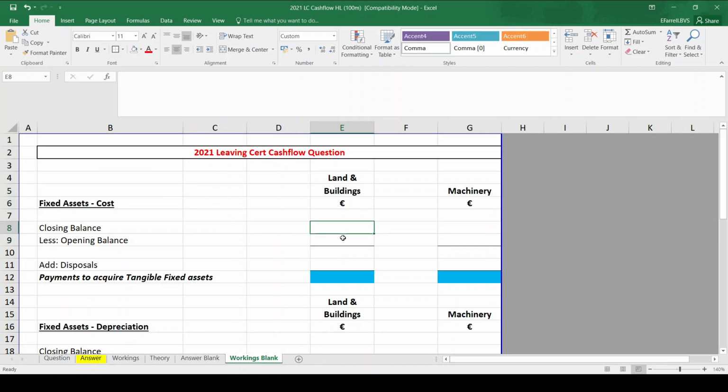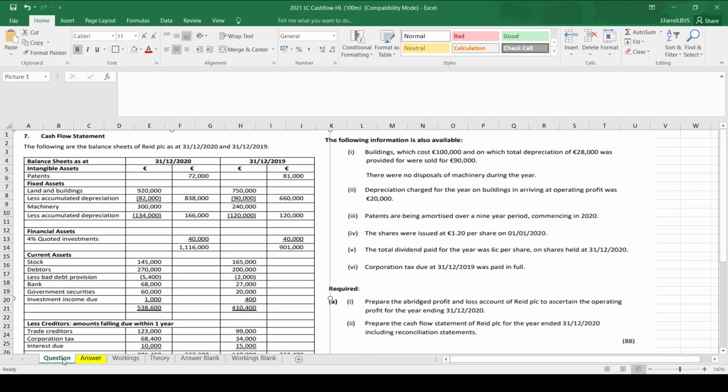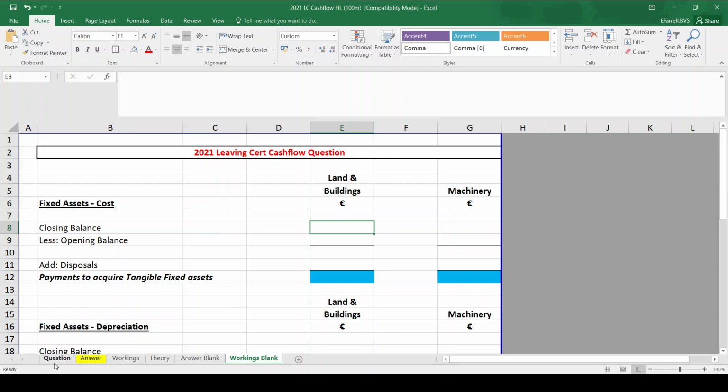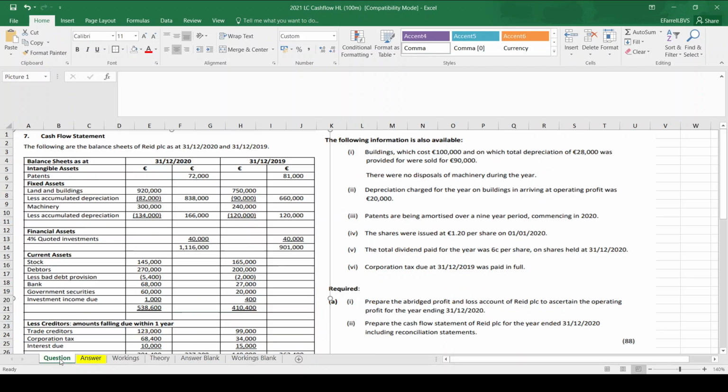So my first workings are to do with fixed assets. I'm going to get the cost of fixed assets, the depreciation and profit or loss on fixed assets. Sometimes in this question, you're just told fixed assets, and sometimes you're given a breakdown like we are here of land and buildings and machinery. So to start off, land and buildings, I'm going to do the cost first of all. So we need to do a note on cost of land and buildings and machinery.